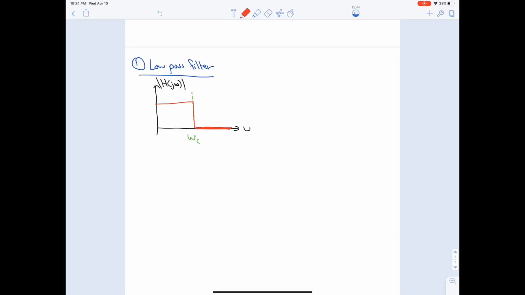Any frequency above ωc will be rejected. Now, as we were discussing the passive filters, the maximum magnitude will be 1. As we said, the passive has a maximum gain of 1. The region that gets passed is called the passband, and the region that gets rejected is called the stop band. This is a low pass filter.